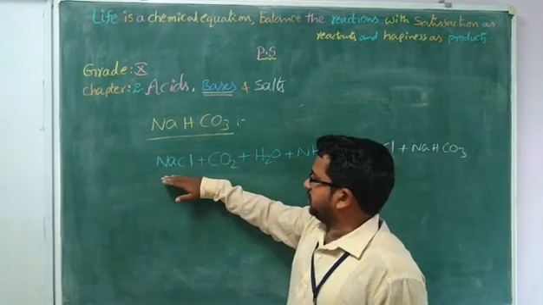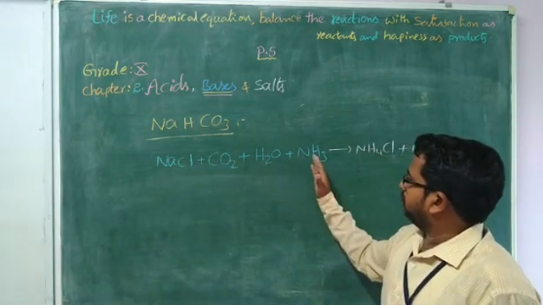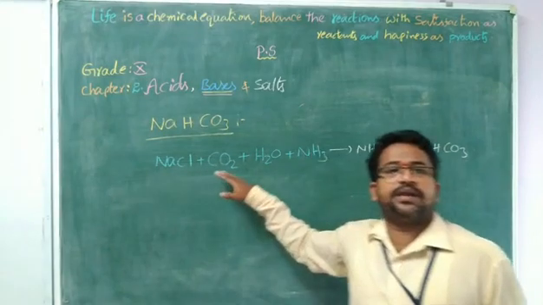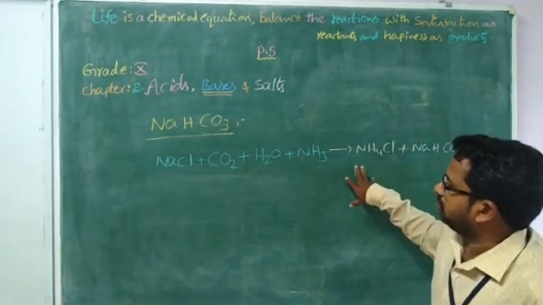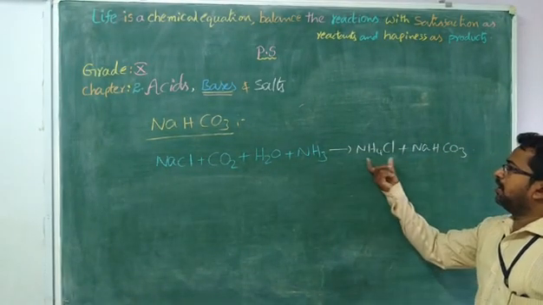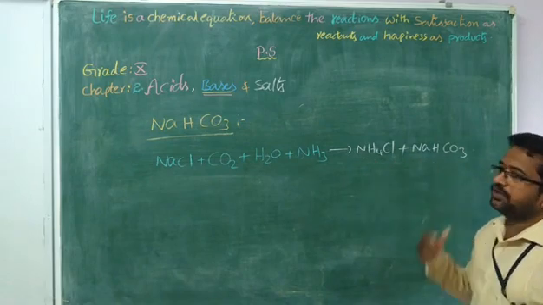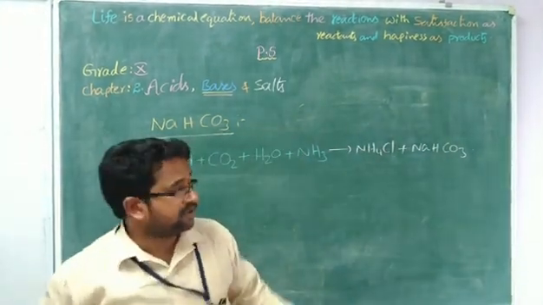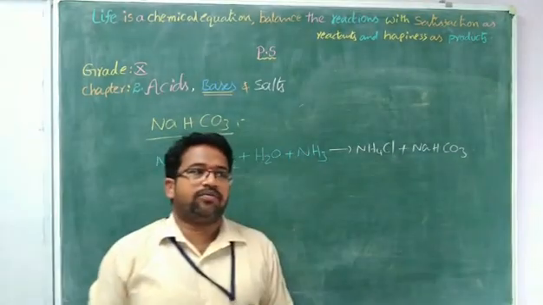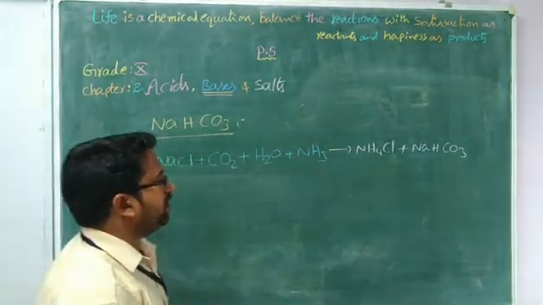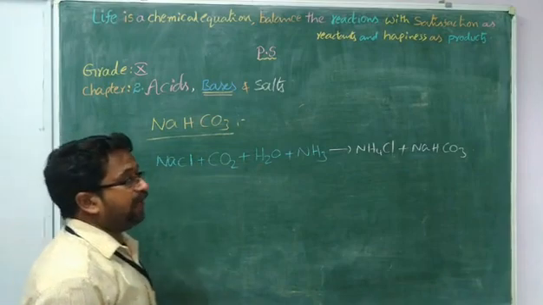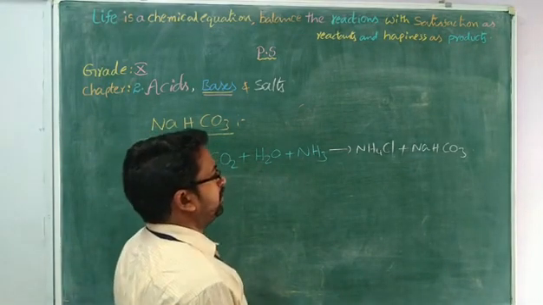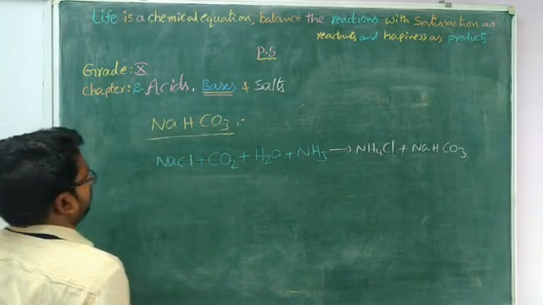So, NaCl, water, the base ammonia and the acid carbon dioxide are going to be treated together. You are going to get ammonium chloride and sodium bicarbonate, two important salts. Among these, a common salt is sodium bicarbonate. What is the common name of sodium bicarbonate? Yes, very good. Baking soda. Okay, so understood?